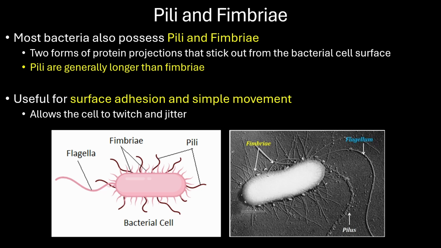We can also find some additional features on the outside of cells. We can find pili and fimbriae, okay? So these are two projections, or little proteins that can arise from the cell surface. Pili tend to be longer than fimbriae. Both of them are useful for similar things, for surface adhesion. Essentially, it's just more surface area to grab onto a surface with, and also sometimes for very simple movement. Allows the cell to do a bit of a twitch or a jitter as opposed to a full forward movement.